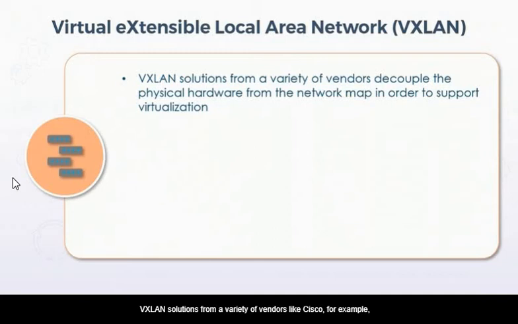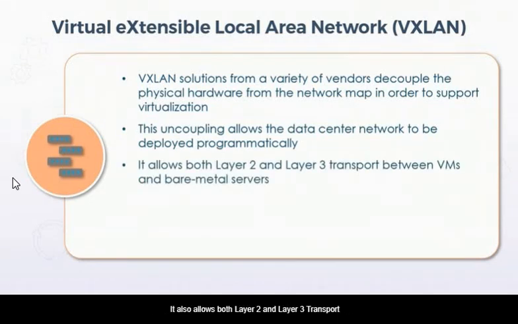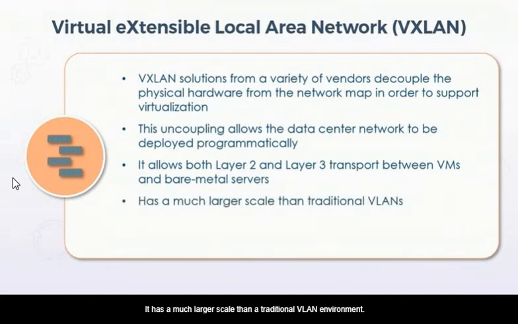VXLAN solutions from a variety of vendors like Cisco, for example, will decouple the physical hardware from the network map to support virtualization. And this uncoupling allows the corporate data center, the enterprise data center, or the cloud service provider, let's say the AWS data center, to be deployed programmatically. It also allows both layer 2 and layer 3 transport between the virtual machines and the underlying bare metal servers that are running the hypervisors. It has a much larger scale than a traditional VLAN environment.